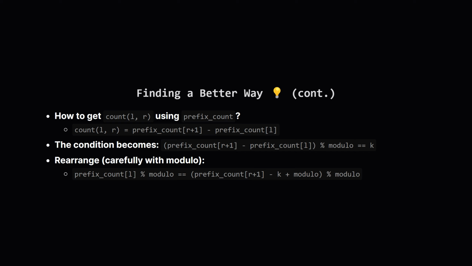Applying this, we're looking for pairs where prefix_count[L] percent modulo relates to prefix_count[R+1] percent modulo and k percent modulo. Since k is given, k modulo is just k. So we need prefix_count[L] percent modulo equals (prefix_count[R+1] minus k plus modulo) percent modulo.